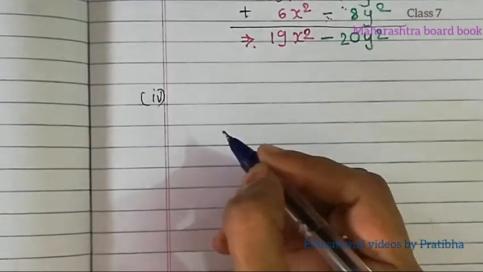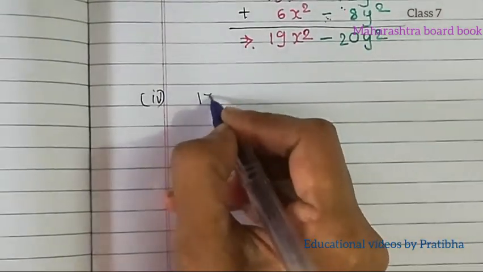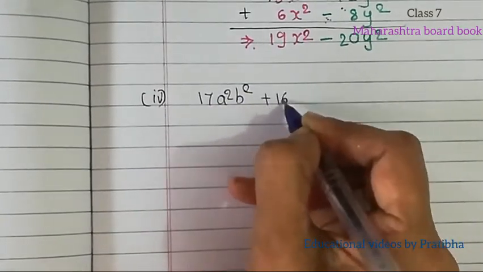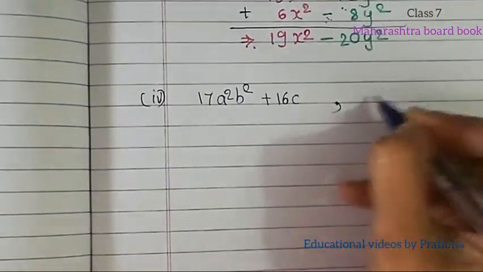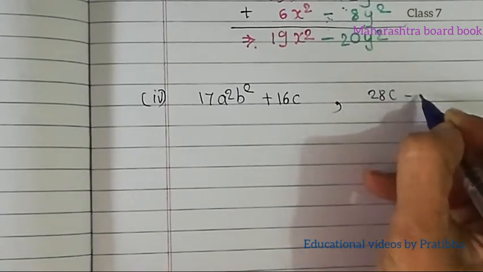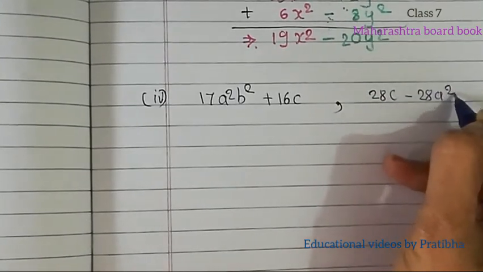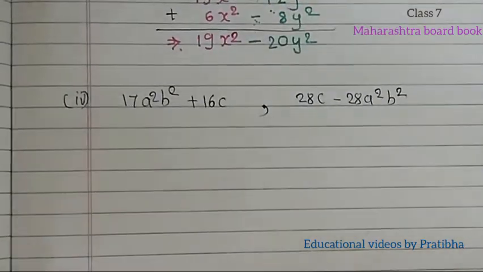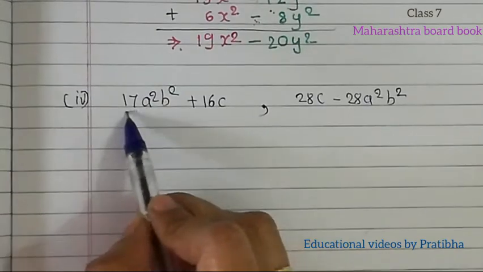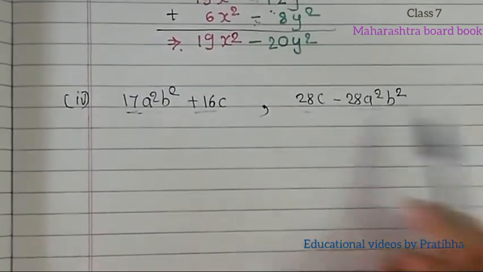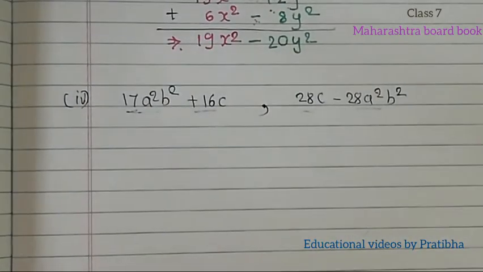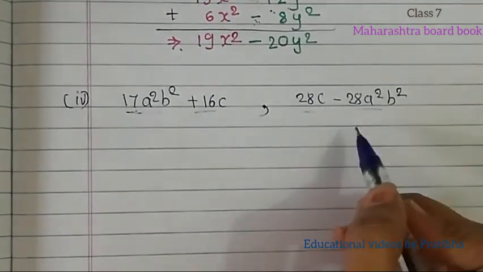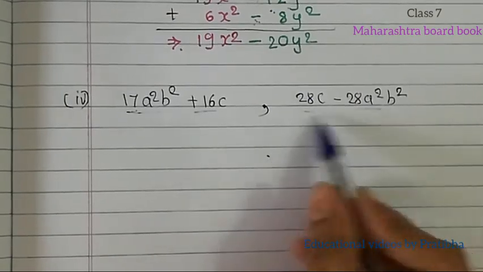Let us discuss question number 4. Question number 4 is 17a square b square plus 16c. This is the first expression. And 28c minus 28a square b square. This is the second expression. If you observe carefully, then you'll see that the like terms are not placed in the same order. So either while arranging them in vertical order you arrange properly, or before arranging only change the order.